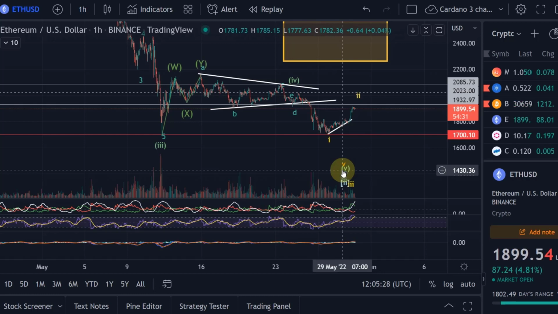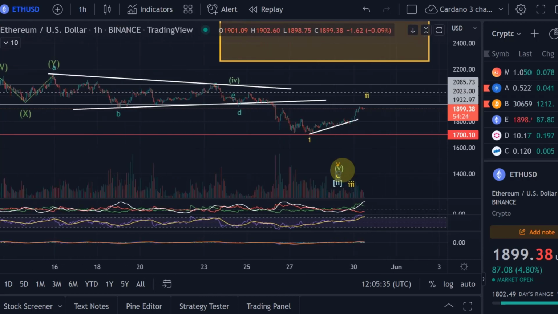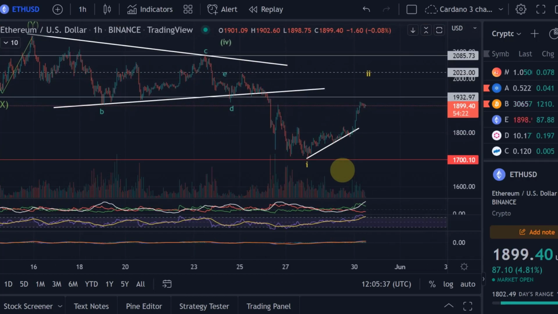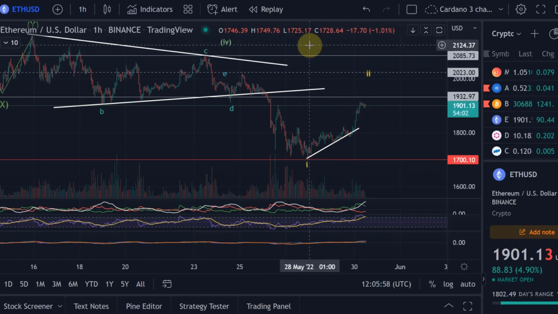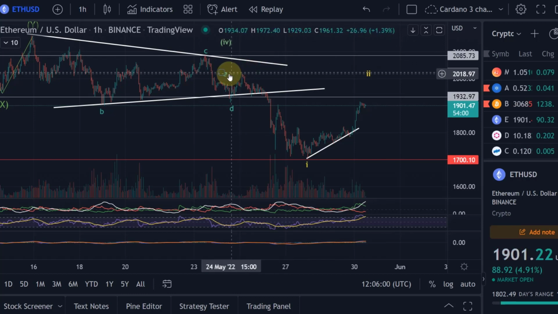We need to wait here for clear signals. A really clear signal to the downside would be a move below $1,700. That would absolutely be a clear signal. Already a move below the swing low here of $1,784 would indicate that we go down again. And to the upside, very clearly, first of all, we have resistance here at $1,933, but more important is that $2,023 US dollar level, which would invalidate that impulsive wave down.